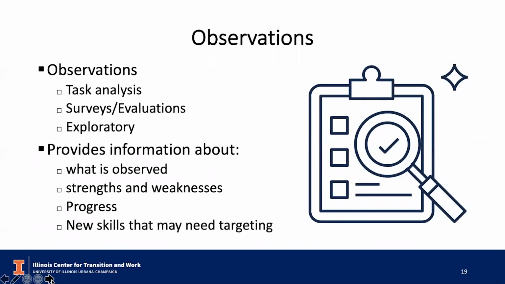The next set of assessments that you might conduct are observations. And through an observation, you can use a task analysis, you can use surveys or evaluations, or these observations can be exploratory, meaning just things that are observed within the environment and the things that the employee with a disability is noted doing. And what this does is it provides information about what things were observed, maybe what the student's strengths and weaknesses were, progress that's been made. And it might also tell you what new skills may need targeting for instruction.